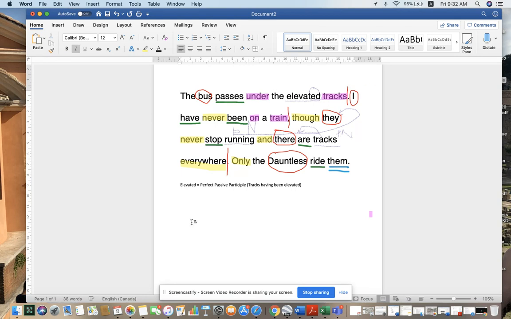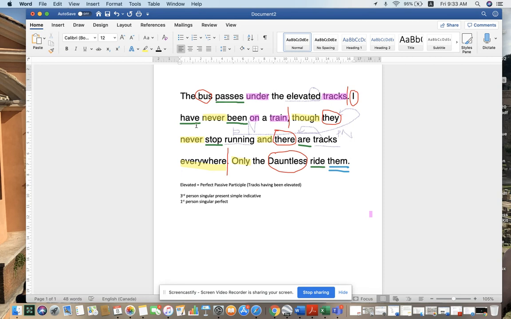All right, let's look at our verbs, tenses. Bus passes. We have a third person, singular, one bus. Present, it's definitely simple and indicative. Awesome. I have never been. Okay, this is where we get into finally a different past tense. It took us about 3 pages to get to this particular tense. So it's first person, definitely singular, and it's perfect.